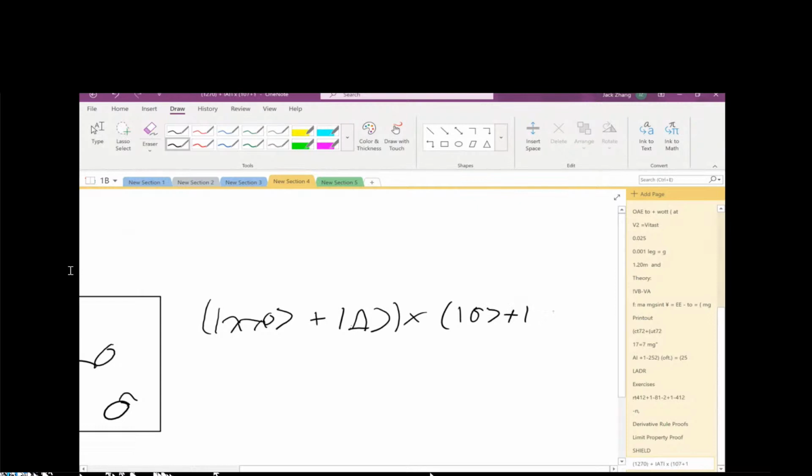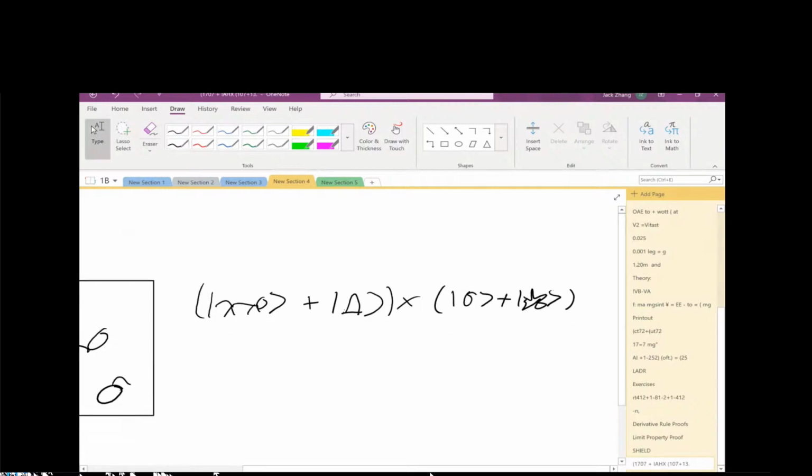How do I want to draw that? Oh, God. I am not an arts major.